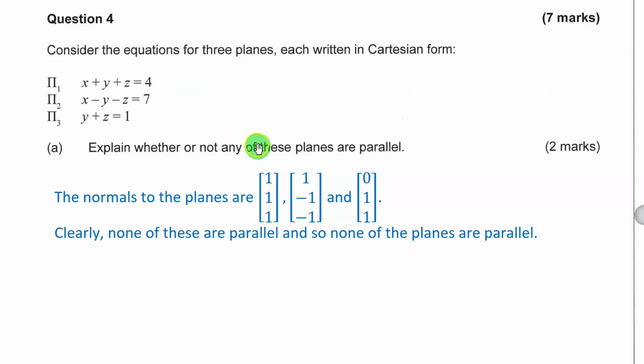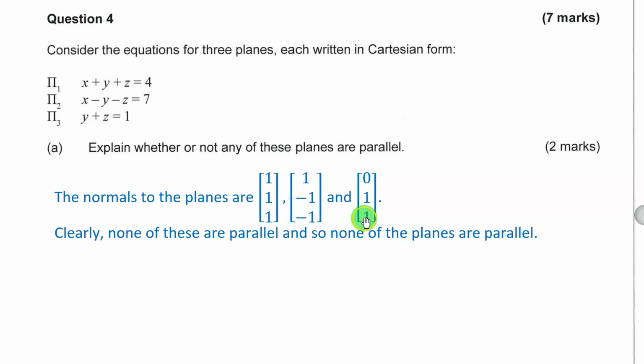So here we go. We look at the first one, (1, 1, 1). The next one, (1, -1, -1) from the coefficients here, which if you negate this, because obviously a normal one way, we can reverse it and it'll still be a normal to the plane. So this is the same as (-1, 1, 1). And then the last one, no x and 1, 1.